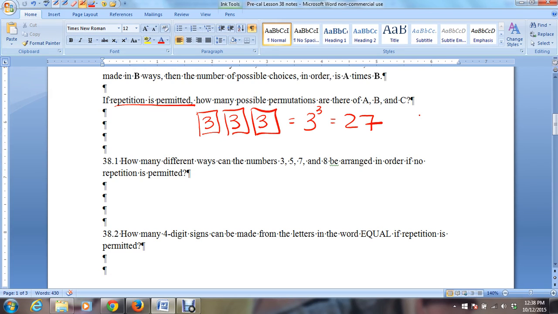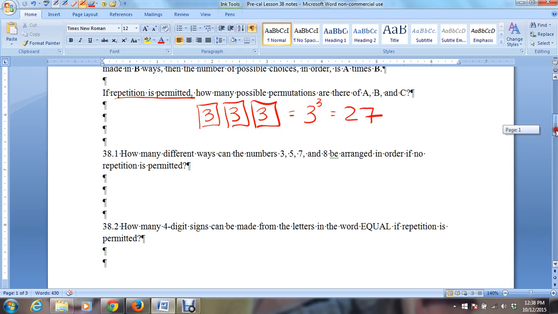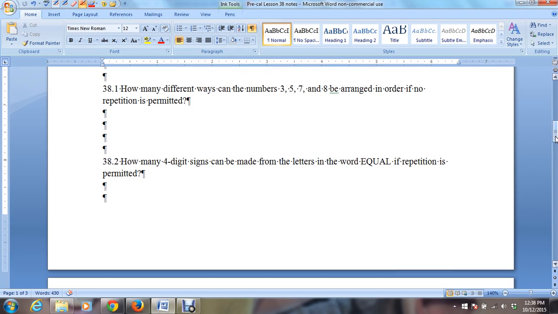So whenever a problem says with repetition, it means that you can use each choice as many times as you want. How many different ways can the numbers 3, 5, 7, and 8 be arranged in order if no repetition is permitted? So again, this time we have 4 things that we're arranging in order.